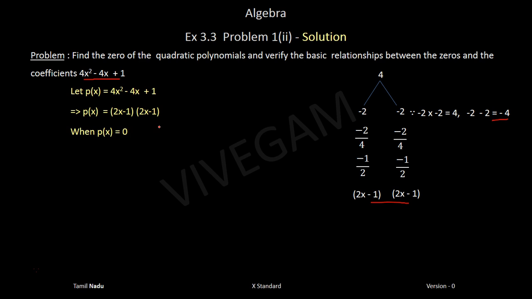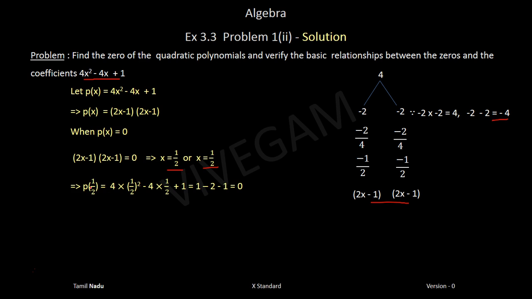Now we have to find the zero of it, so equate it to 0. When you equate it to 0, either this is 0 or this is 0, but both being the same, we need to find only one solution. So 2x minus 1 equal to 0 means 2x will become 1, or x will be half. So x is equal to half, and the other one also gives x is equal to half. Now let's check p of half whether it is 0.